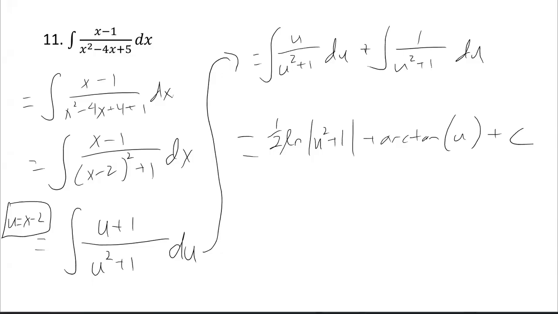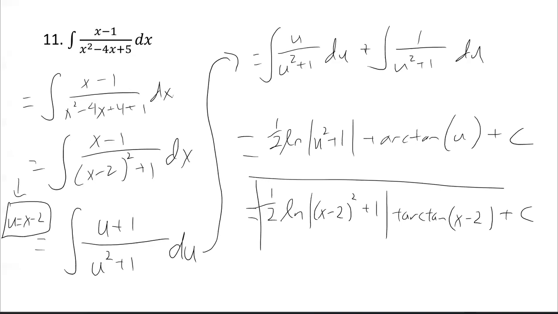Now we just got to back substitute. What is u? That was a definition over here. u is x minus 2, so half ln of x minus 2 squared plus 1 plus arctangent of x minus 2 plus c.